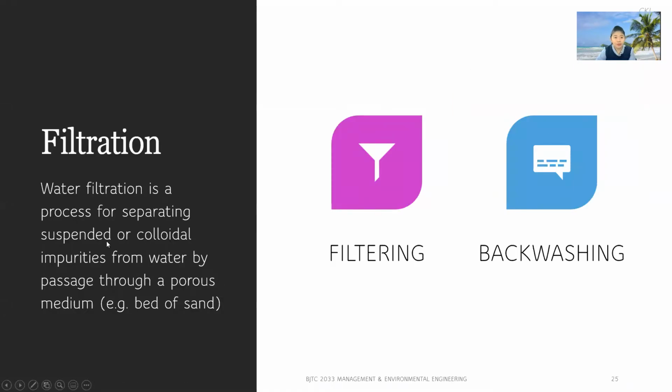Okay, so water filtration is a process that separates suspended or colored impurities from the water by passing it through a porous medium. So in filtration or in softening plants, we still have a second stage of filtration. So we have the filtering and then also the backwashing. We have the filters, and after some time, as in your home, you have the outside filter. Sometimes you need to go and wash it. So that is the backwash.